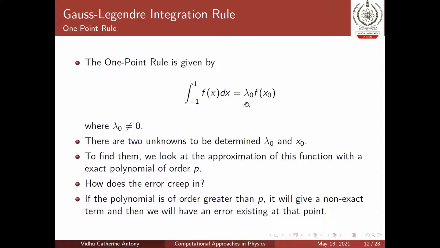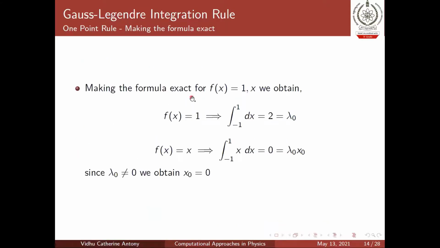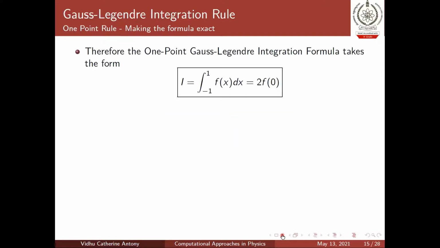How do we calculate lambda naught and x naught? We try to make this 1-point rule exact. We try to make it exact for f of x equal to 1 and x, so that we can calculate these two parameters. Once you do that, you get 2 f of x naught.